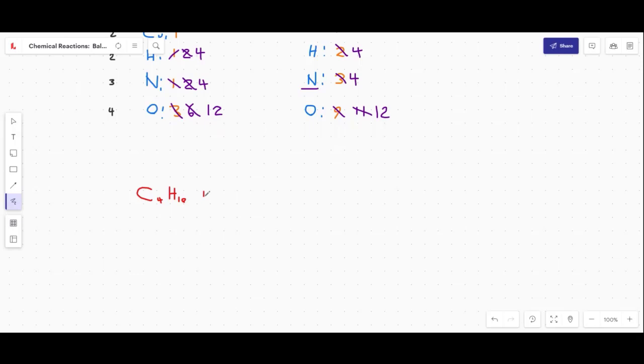C4H10 plus oxygen. And a combustion reaction always has the same products, carbon dioxide and water. Well, actually, it's not simply that it's water and carbon dioxide. It's that you have a hydrocarbon burning in oxygen.